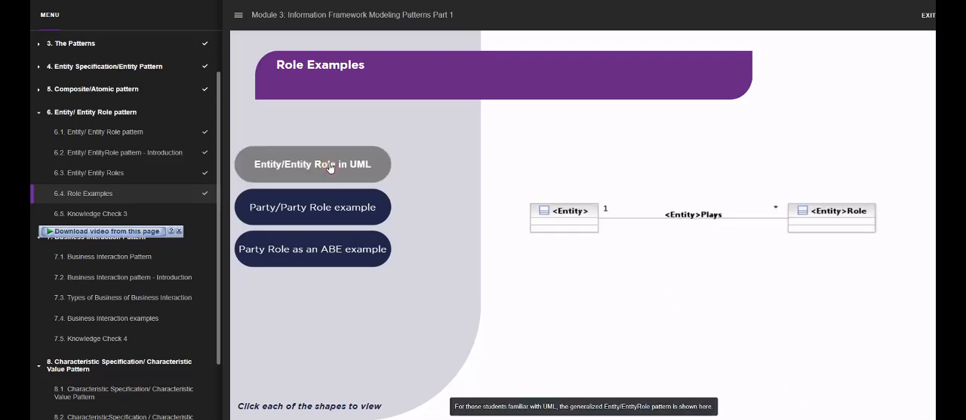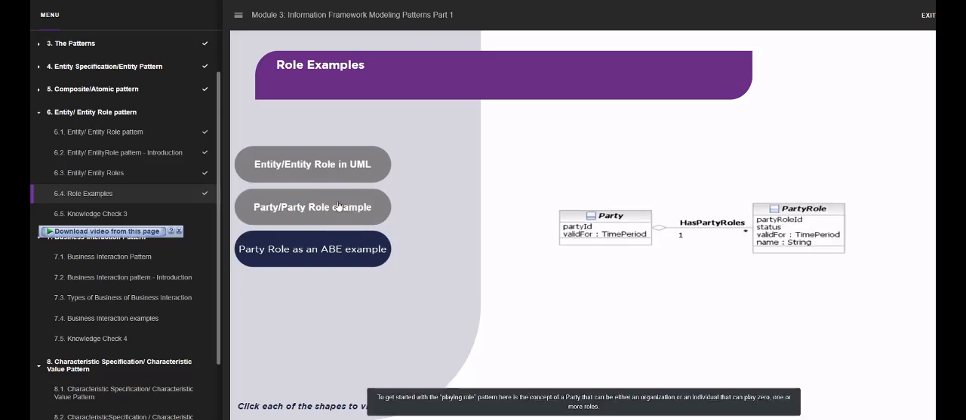For those students familiar with UML, the generalized entity-entity role pattern is shown here. There are two entities in this pattern as shown. An entity can play 0, 1 or more roles. The multiplicities of the association typically do not change from one application of the pattern to another.